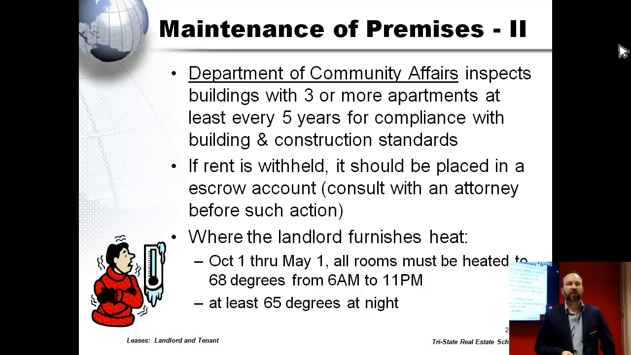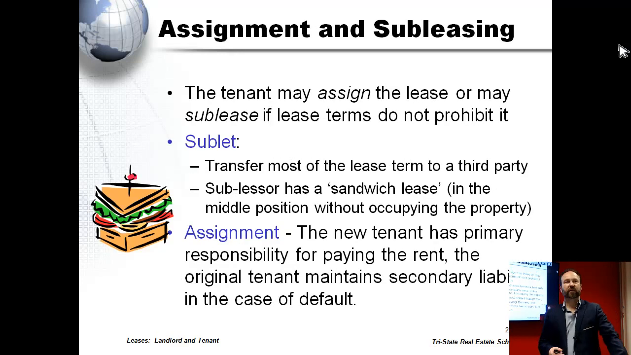Where the landlord furnishes heat, all rooms must be heated to a degree of 68 degrees from 6 a.m. to 11 p.m. and at least 65 degrees at night. That's what it states. Now, in my leases specifically, I put in there that when the heat is on, not in summertime, when it's the wintertime, you must at least maintain 58 degrees. The thermostat must be maintained at 58 degrees. Some people will try to save money and they'll drop it down below that. And then what do we have potential for? Pipes freezing. Specific about this.